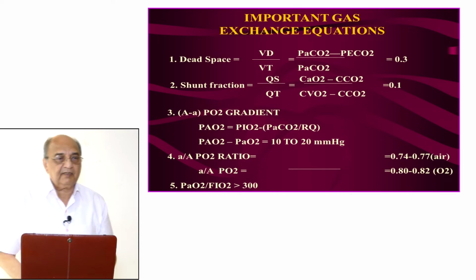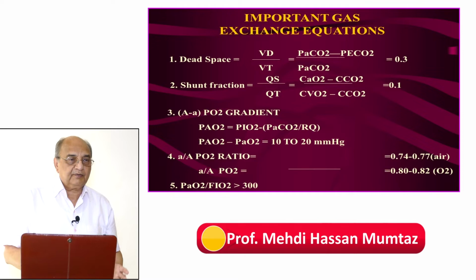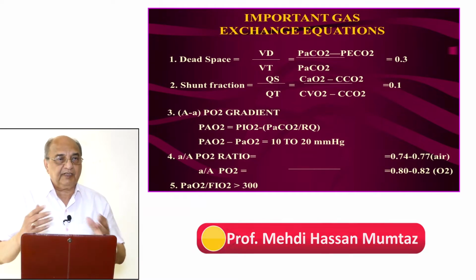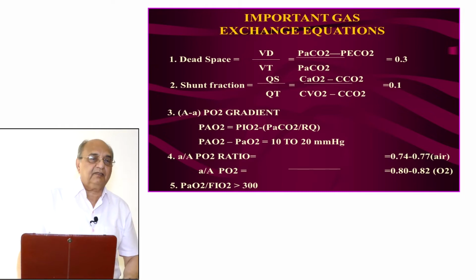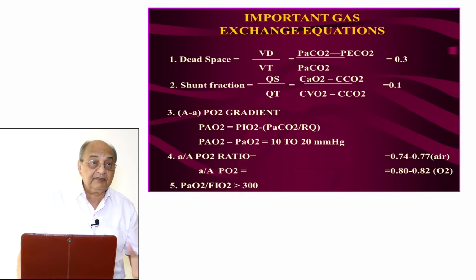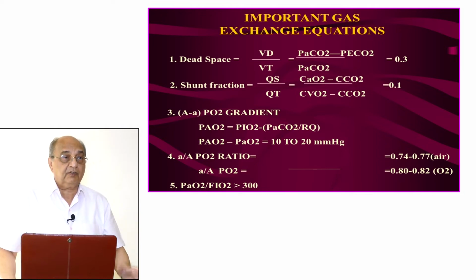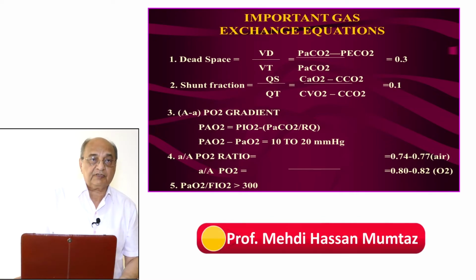It should be greater than 300, normal is 500. If the ratio is between 300 and 500, we take it as normal. If it becomes less than 300 but greater than 200, we label it as acute lung injury. If this ratio is less than 200, then we say the patient has gone into ARDS. So accordingly, we take up the steps of management.